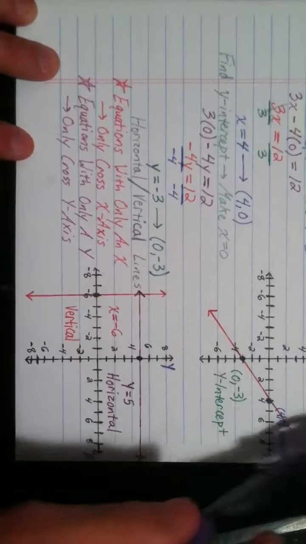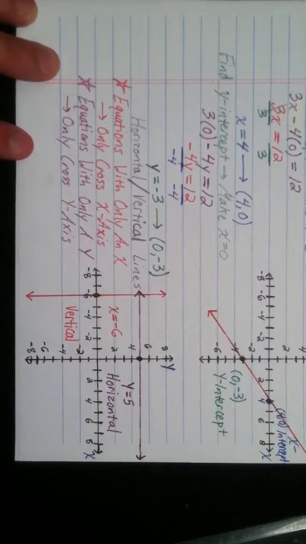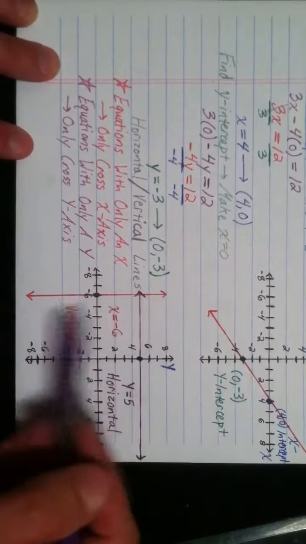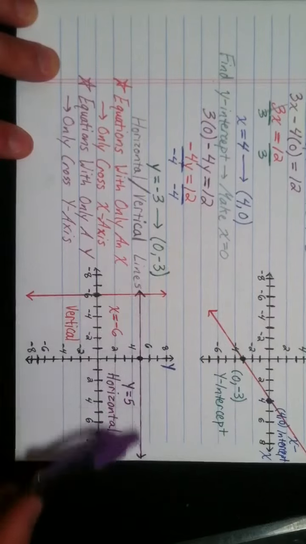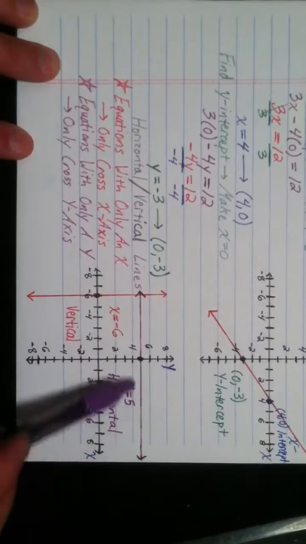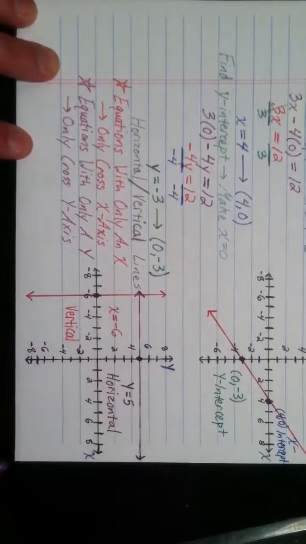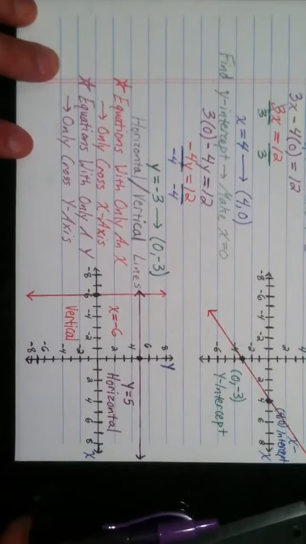So there are your two special cases of the standard form. If it just has an x equals a number, it's going to be a vertical line. If it just has a y equals a number, it's going to be a horizontal line, because the y equals only crosses the y, the x equals only crosses your x-axis. And that's it for 4.1.